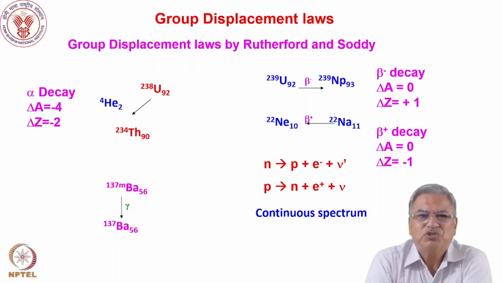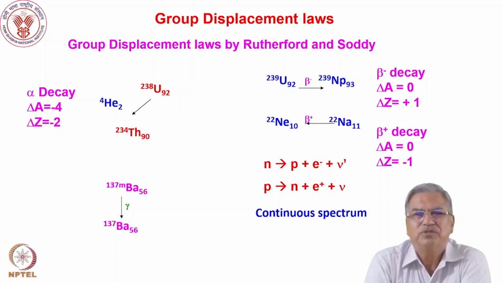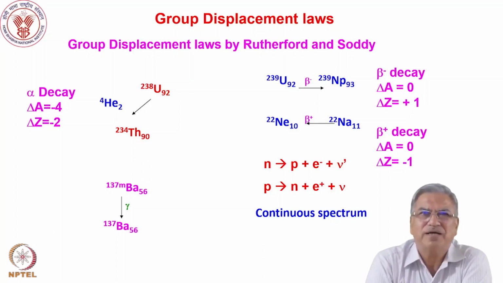Immediately after the discovery of radioactivity, the Rutherford's group at Manchester also became very active, and he, along with Soddy, formulated the laws that govern the different radioactive decays. You know that the prominent ones are the alpha decay, the beta decay. Gamma decay actually is not the decay of a nucleus from its ground state. I will discuss that more in details.